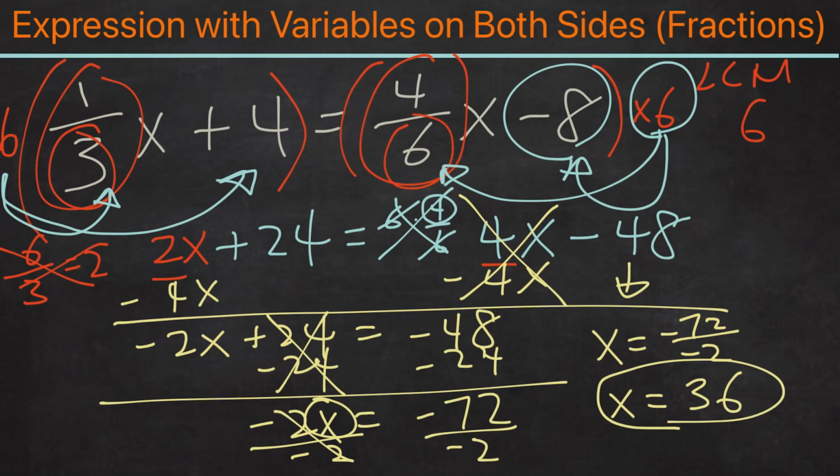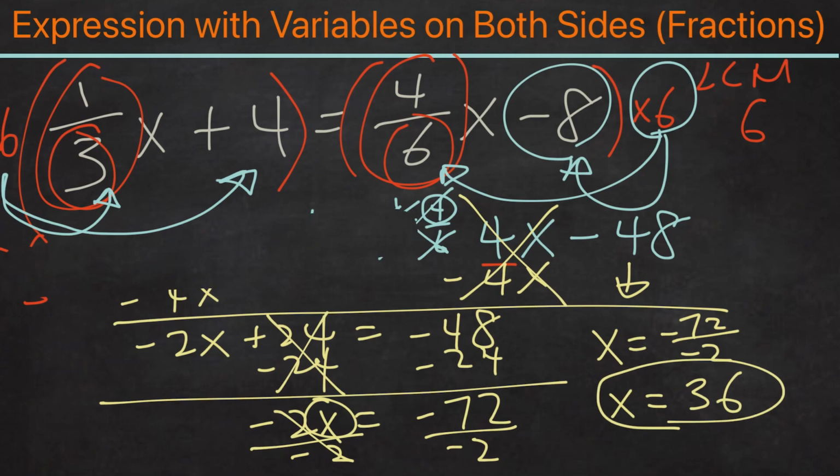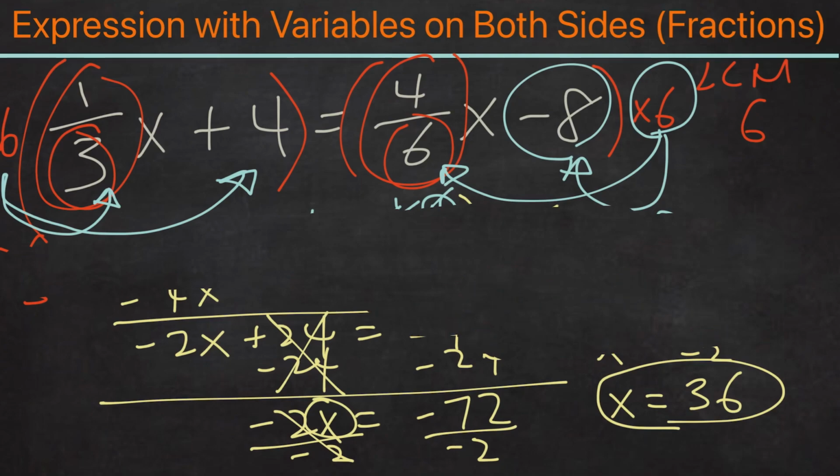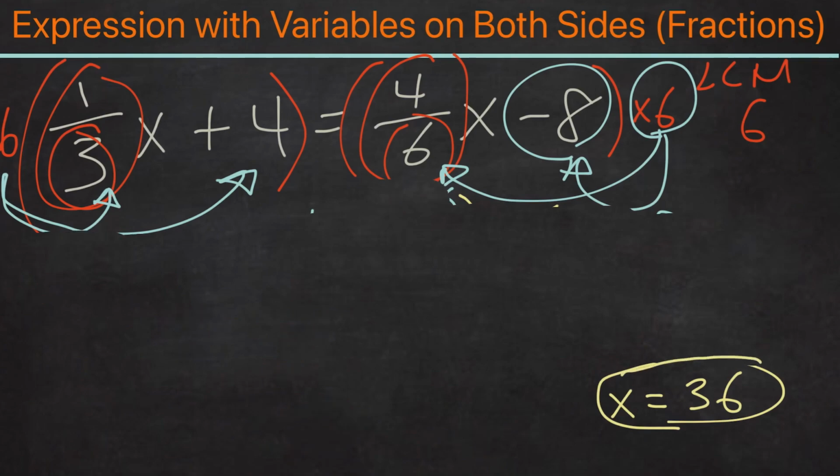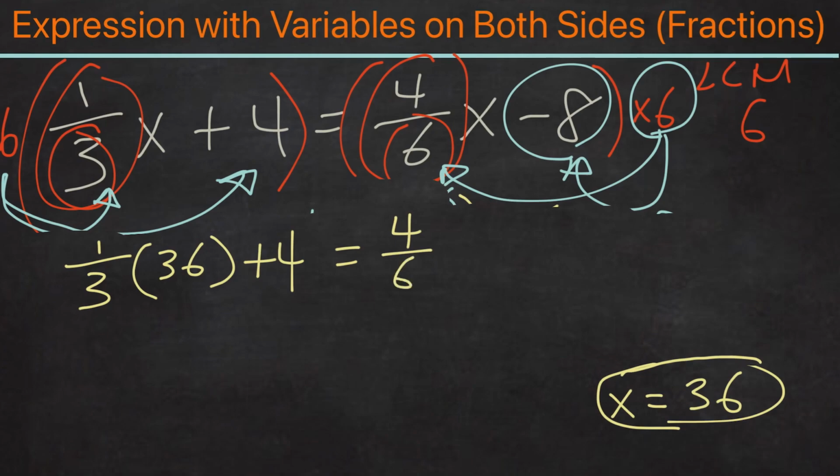And if we want to verify whether or not we did this correctly, we can plug x back into the original equation. So the last step would be to make sure that we did this correctly. Alright, looks a little messy here. So 1/3, we're gonna plug in the 36 in here, plus 4, and then 4/6, we're gonna plug in the x of 36 minus 8. So that's from the original equation above.